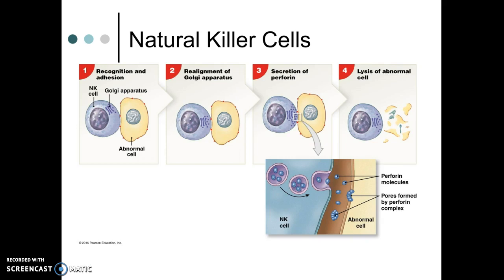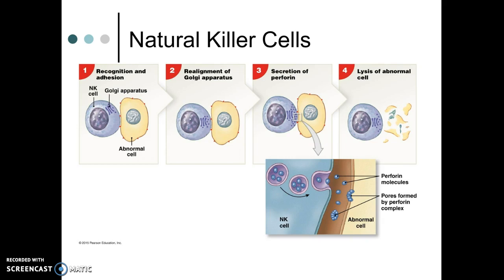Once it does that, its Golgi apparatus realigns so that it is directly across from the cell that it's attached to. The book refers to this as being like if you were standing by a tank and suddenly the tank aimed its gun barrel right at you. So this Golgi apparatus is swinging down and comes right in contact at the point of attachment.